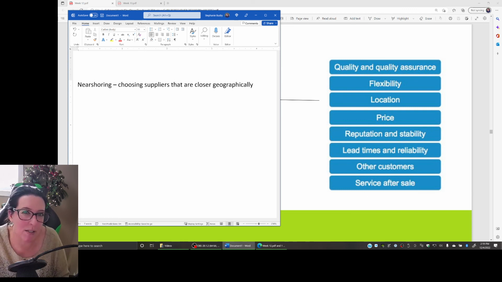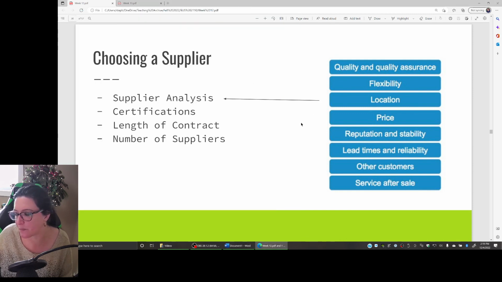So one thing we are seeing as a result of COVID is people are looking for suppliers who are closer geographically. That is, their supplies don't have to travel as far to get to them and might be less likely to be disrupted by border issues that we've seen through the pandemic. So we're seeing more of what is called nearshoring, having suppliers that are closer to you geographically.